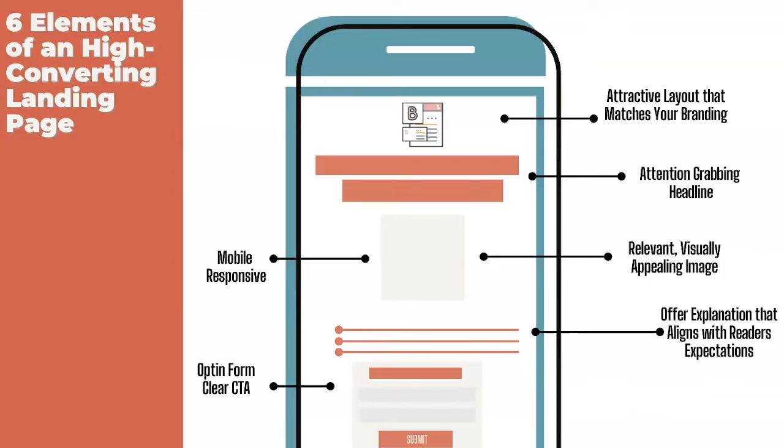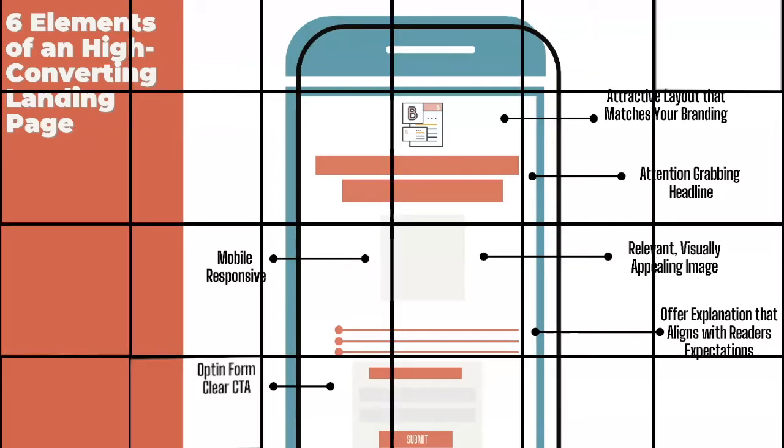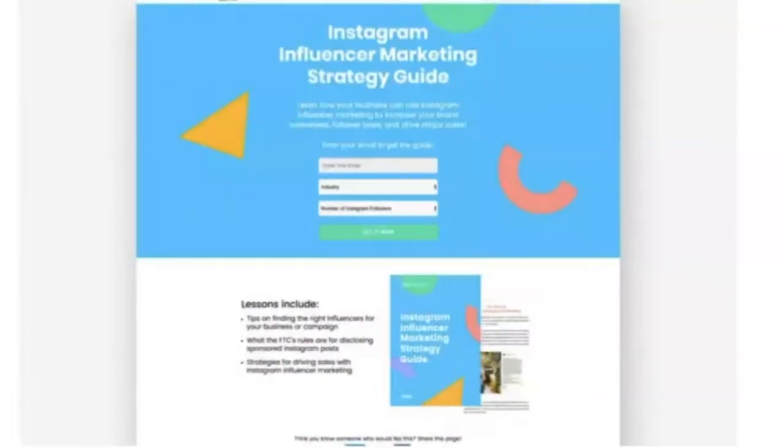All right, so the second thing is an attention-grabbing headline. The third thing is a relevant, visually appealing image. You want to make sure it's mobile responsive. Then you want to have an offer explanation that aligns with the reader's expectations. And then you want to have an opt-in form with a clear CTA, which is a call to action. Now, this is going to be the inspiration for the landing page that we're going to create.